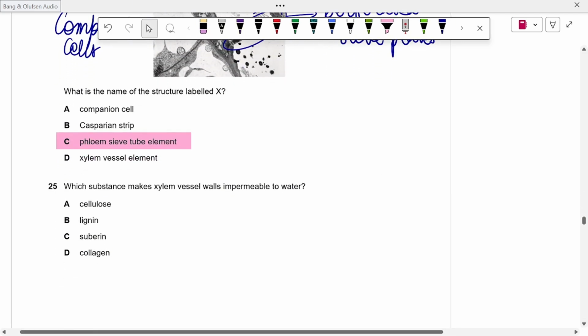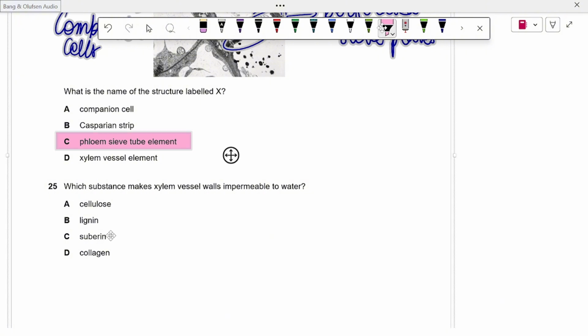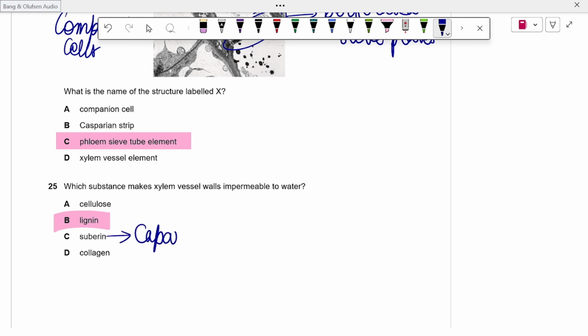Which substance makes xylem vessel wall impermeable to water? What will the answer be? Xylem vessel element. In the xylem vessel wall there is something that makes it impermeable to water. Is it suberin? Suberin is in the Casparian strip. Yes, you have lignin. Lignified walls are in your xylem vessel element. Suberin is in your Casparian strip, which is blocking your apoplastic pathway.